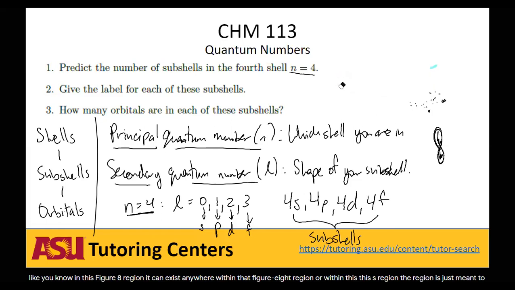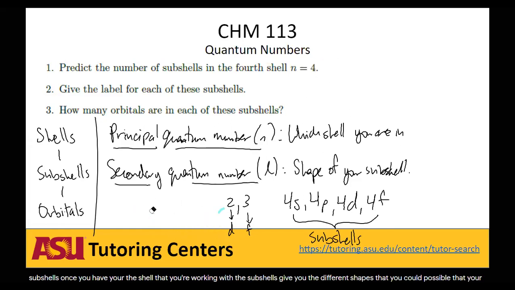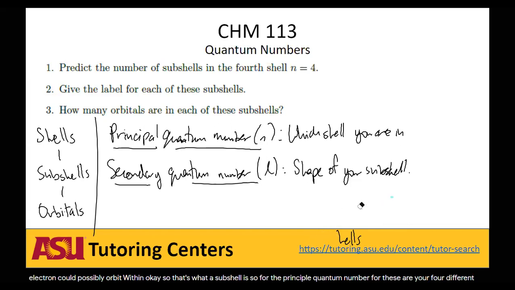So subshells, once you have the shell that you're working with, give you the different shapes that your electron could possibly orbit within. Okay, so that's what a subshell is. So for the principal quantum number 4, these are your 4 different types of subshells: S, P, D, and F. So we have now answered question number 1 and question number 2.